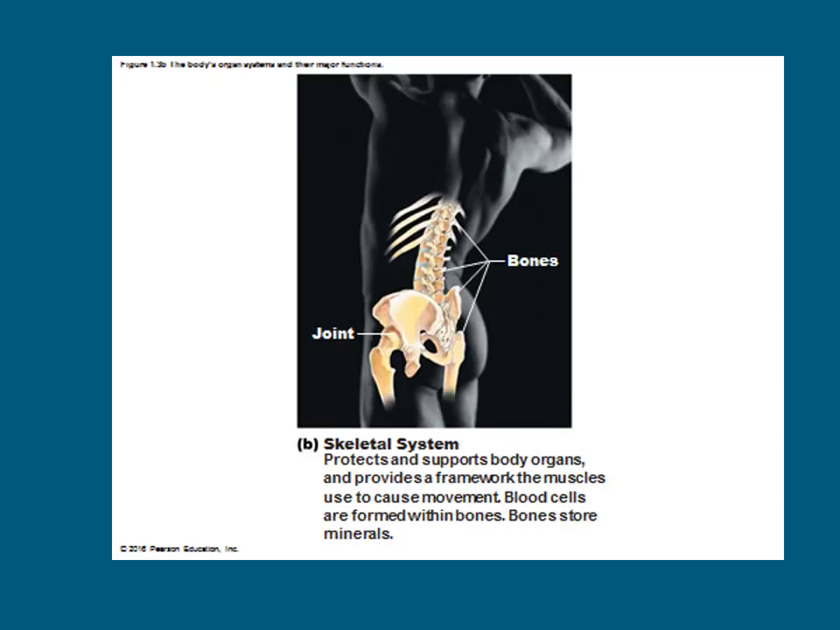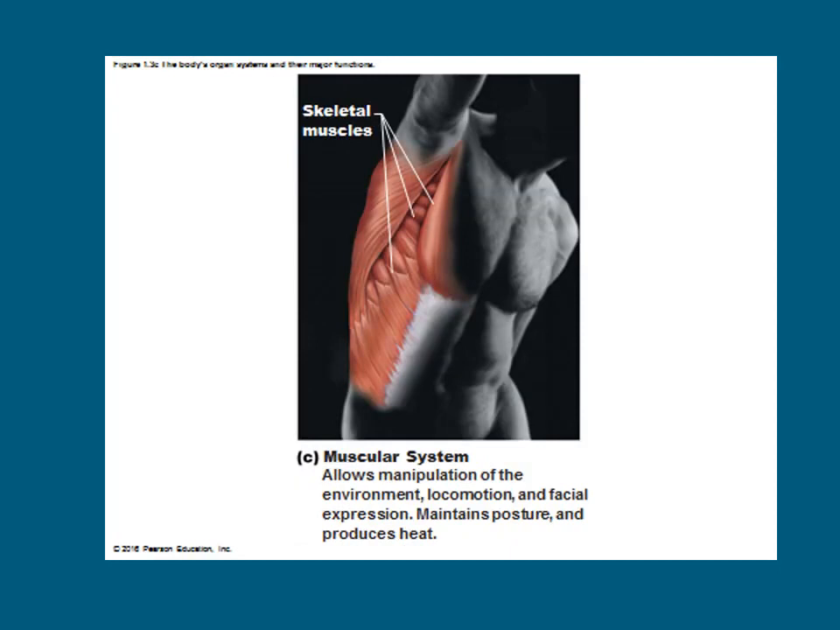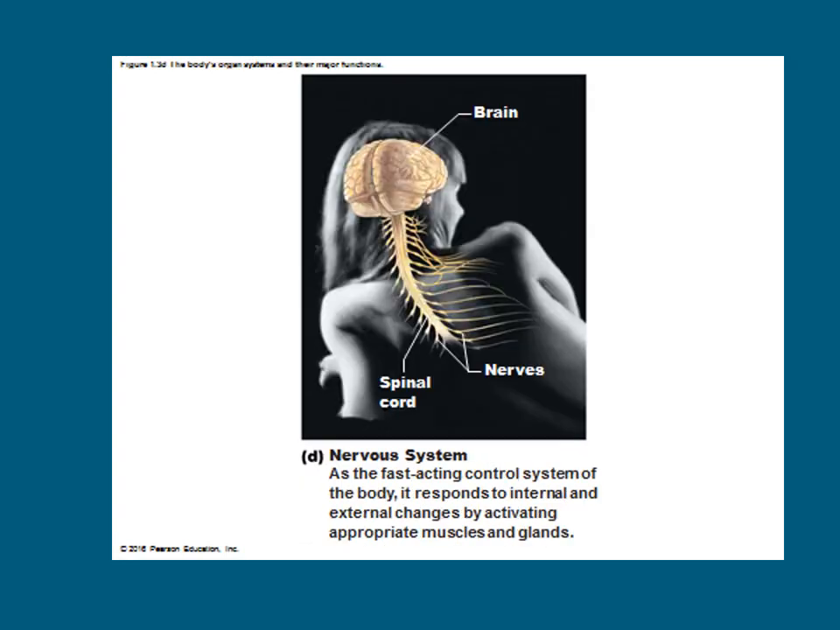The skeletal system helps to protect and support a lot of the organs. It's attachment points for your muscles. The muscular system helps to provide movement. It helps maintain your posture. It's important in helping to produce heat and maintaining your internal body temperature.